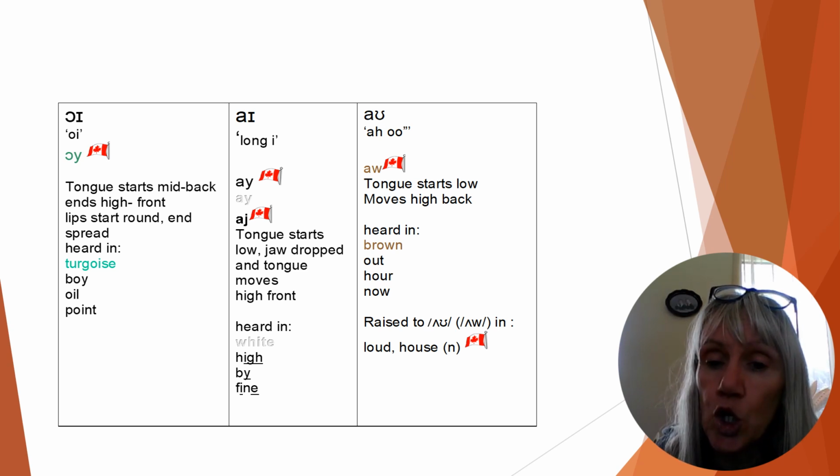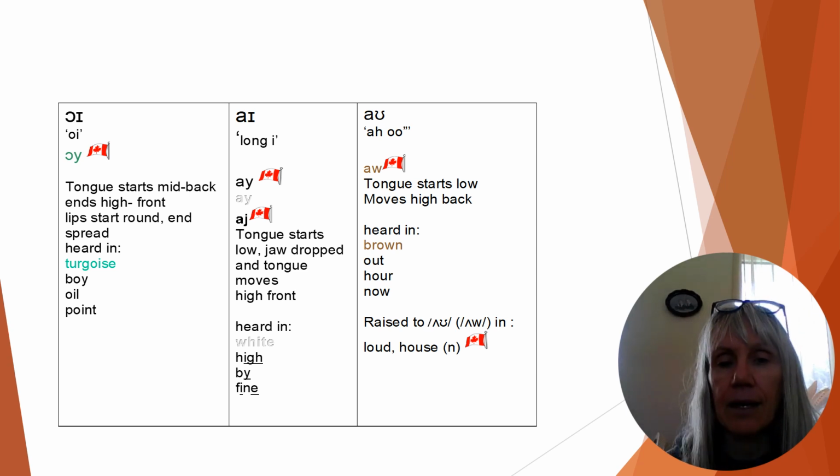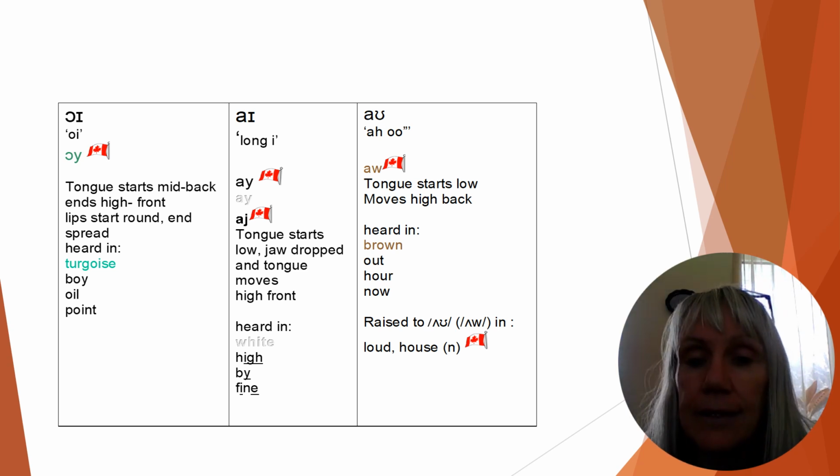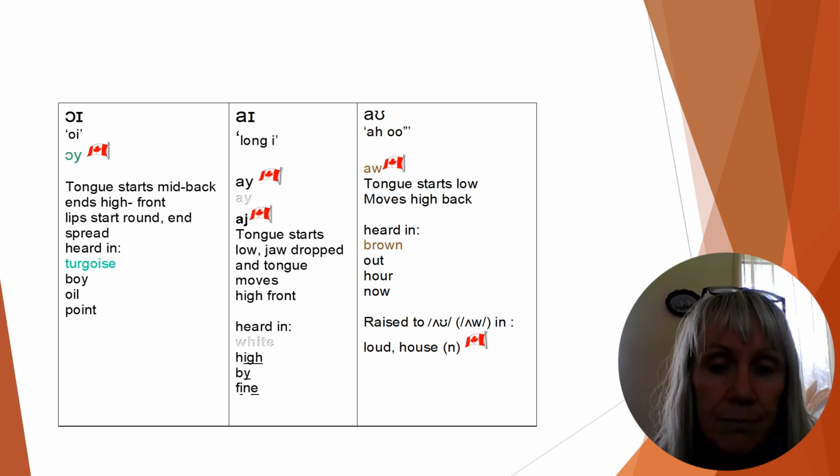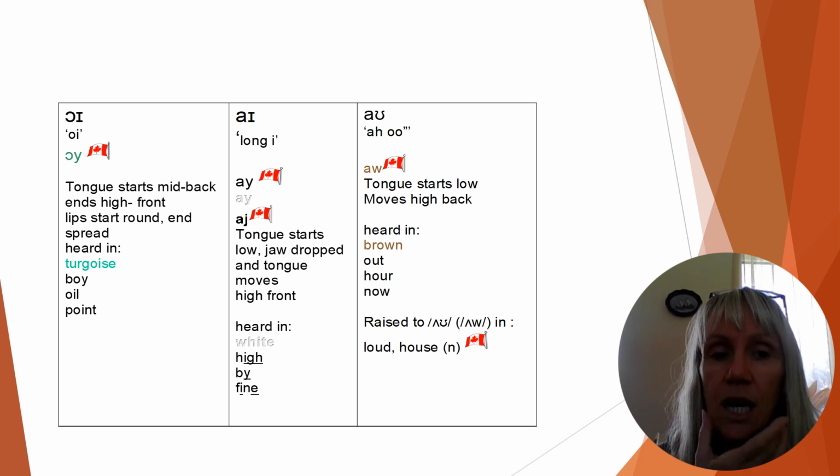Heard in turquoise, boy, oil, point. So oi sound. Then we have a lowercase a with the uppercase I looking symbol to represent our long I sound. Okay. In Canada, we tend to use the phonetic symbol AY or even AJ. So it may differ from dictionary to dictionary. Tongue starts low, jaw drops, and tongue moves high front.